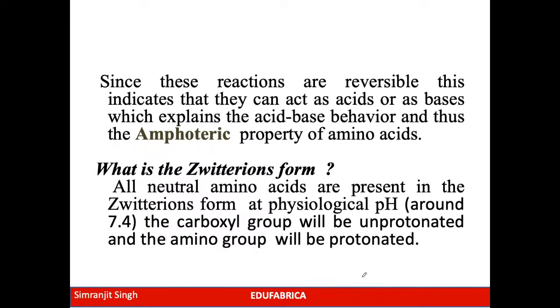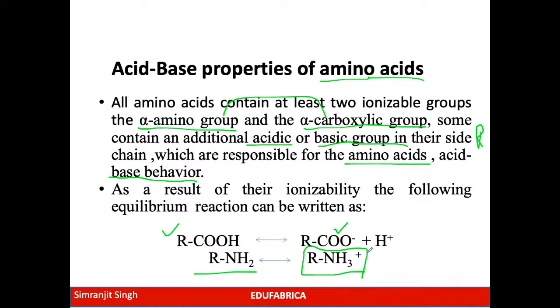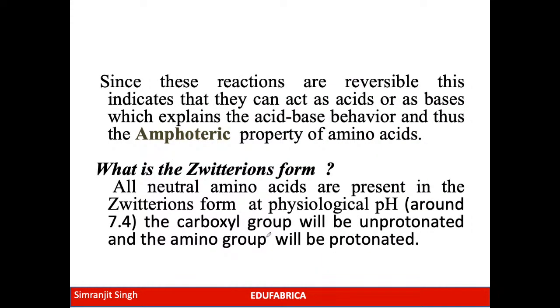Since these reactions are reversible, this indicates that they can act as acids or bases. The reactions that we see here go back and forth; anything is possible. Because of that, they can act as acids or bases, which explains the acid-base behavior, and thus they are also known to have amphoteric property, having both acidic and basic properties. That's why they are also called amphoteric in nature.